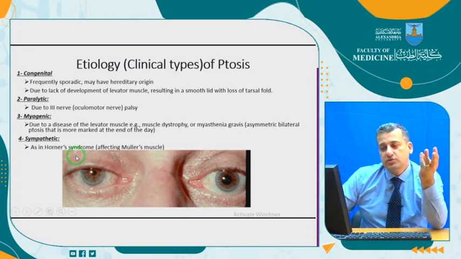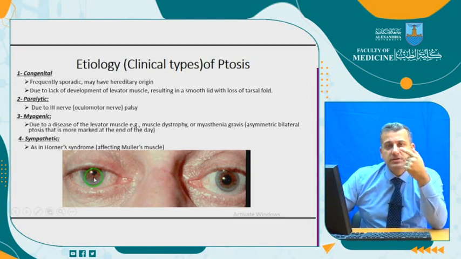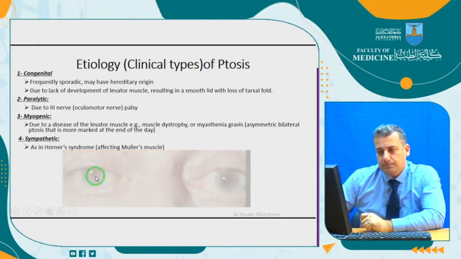It's a syndrome composed of ptosis, as you can see here. Miosis, this pupil is small, this one is large. So this lid is ptotic, this lid is in normal position. There is ptosis, miosis, narrow pupil. Anhidrosis means dry skin, and enophthalmos, the globe is retracted inward.